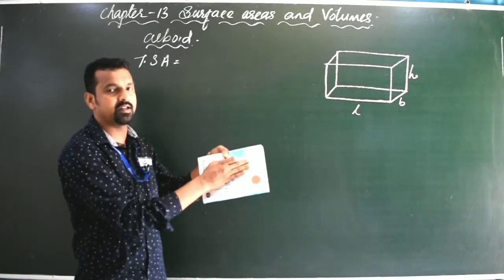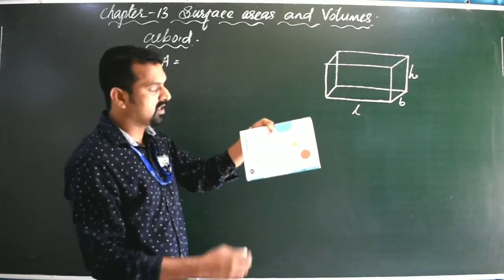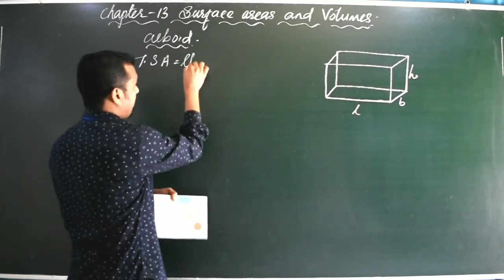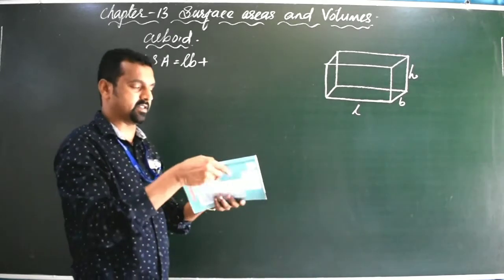What is the formula for finding the area of a rectangle? Area of a rectangle is equal to length into breadth. So this face's area will come as length into breadth, that is lb, plus now the bottom face, this face.